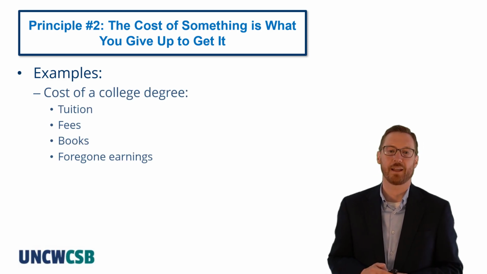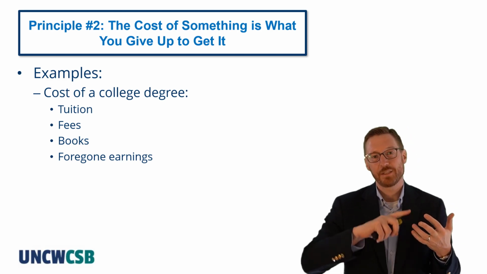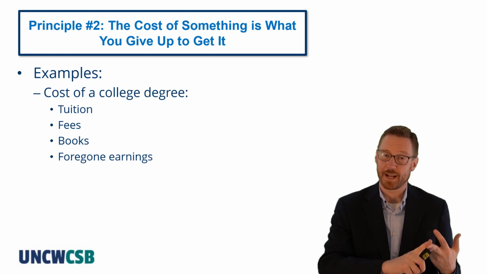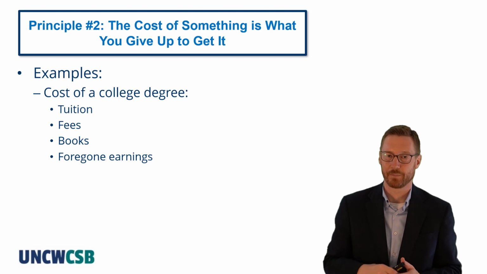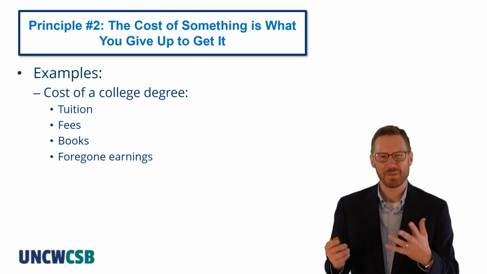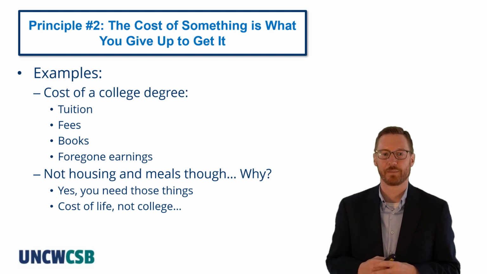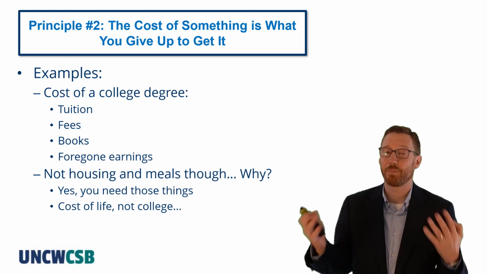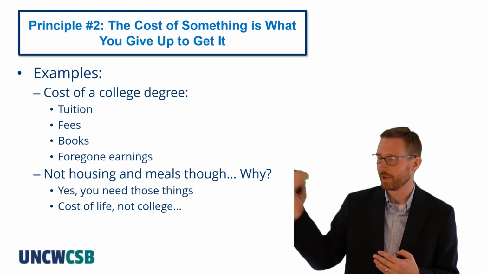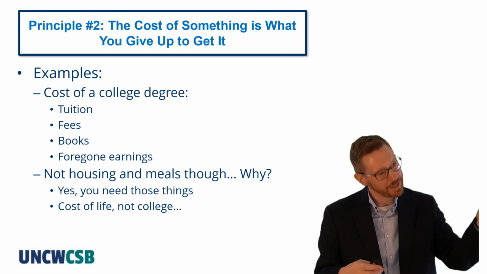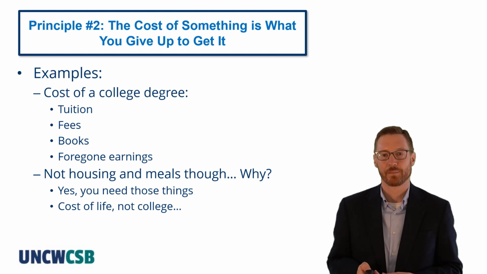What about the cost of a college degree? A college degree includes the cost of tuition, fees, books, what you could have spent that money on, but also the foregone earnings because you're in school and not working. Now note, something's maybe missing from that list. Why didn't we talk about housing and meals? Well, yeah, you need those things, but they're a cost of life, not of college. If you go to school, you need somewhere to live and some food. If you don't go to school, you still need somewhere to live and some food. So these are costs of life, not costs of college.